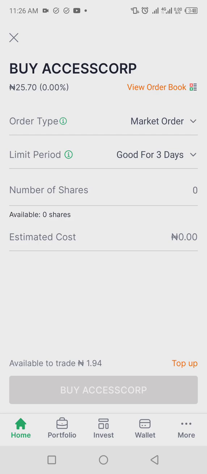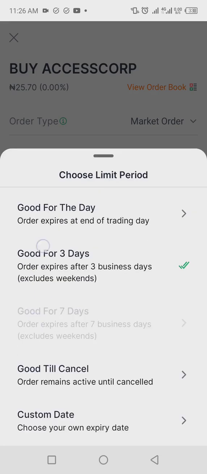Now the limit period. This is good for 3 days, so you change it to good for today. Is that okay? You change it to good for today, good for the day. Now you have good for 7 days. This is actually telling you that at the end of 3 days, they should place your order. So if you click on good for 3 days or good for 7 days, what will happen is that you will initiate the buy.